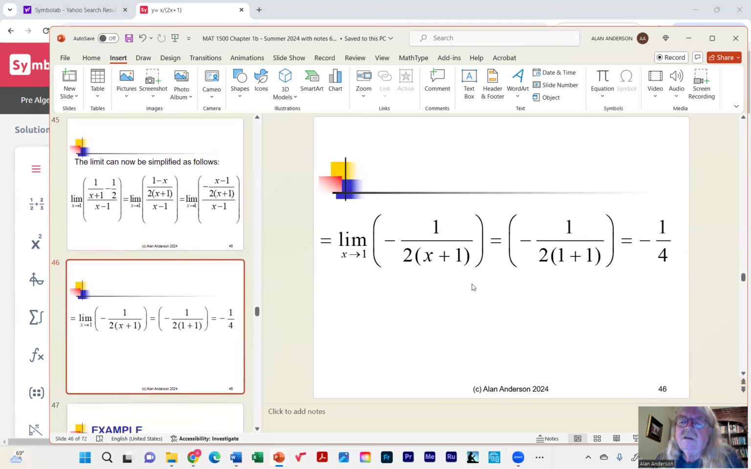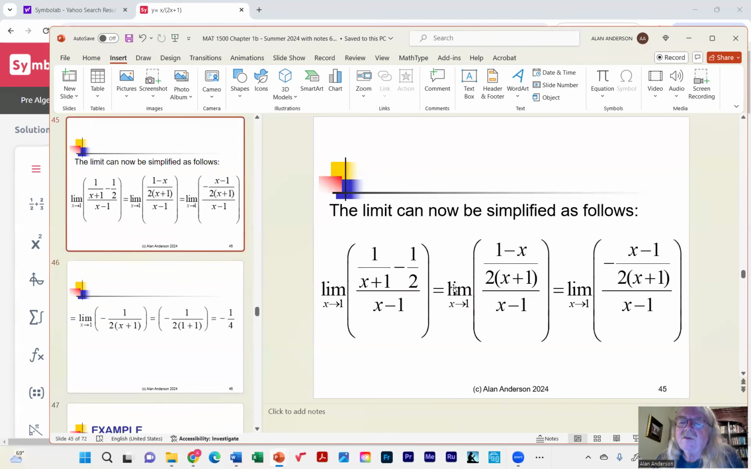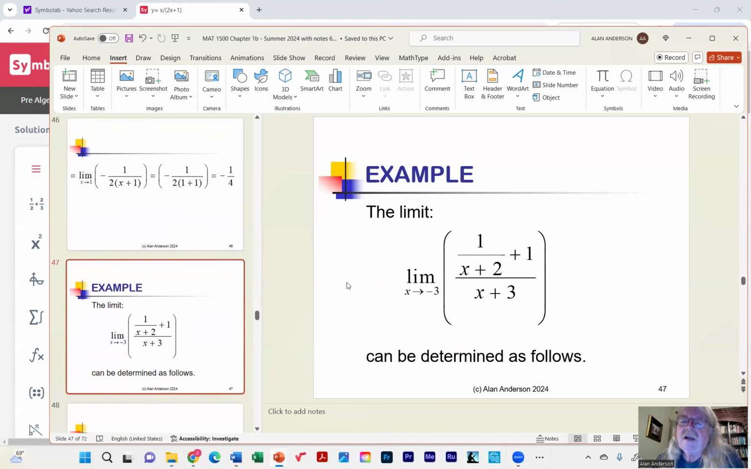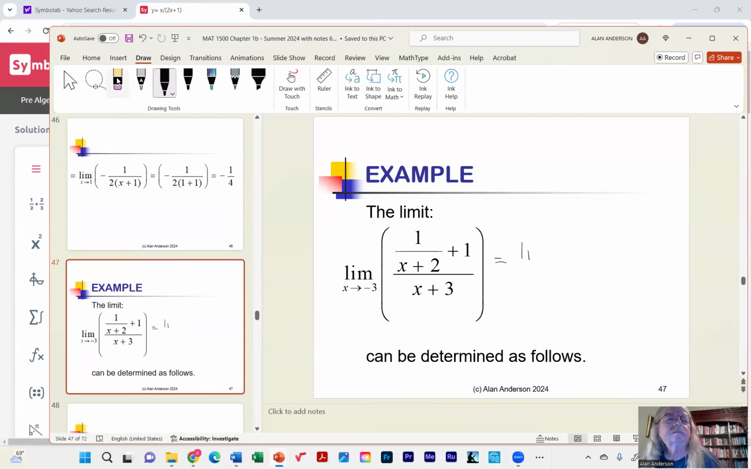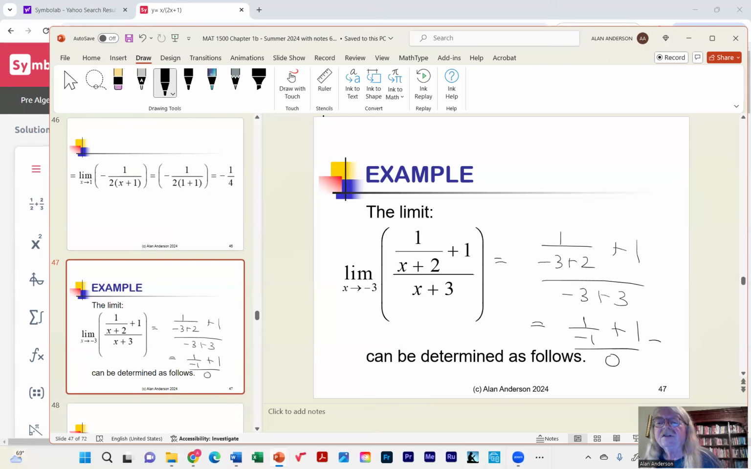So, all right, that one, we were able to get around the problem of 0 over 0 by a lot of algebra. Now, this one, you can see it's going to be very similar. Because here, what do I have? With direct substitution, I'm going to have 1 over negative 3 plus 2 plus 1. So this is 1 over negative 1. And that's just 0 over 0.